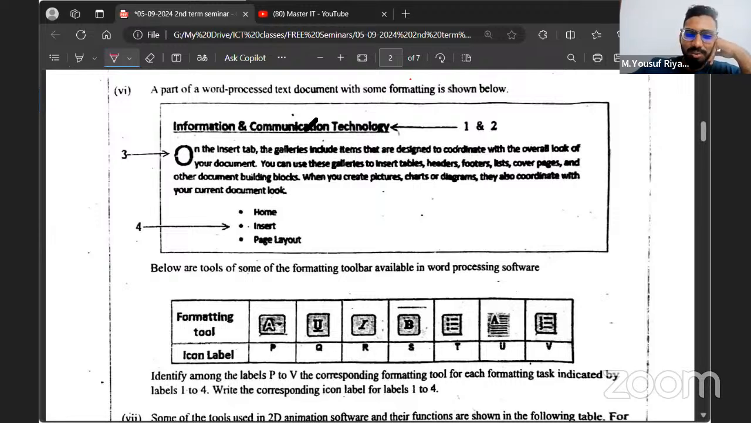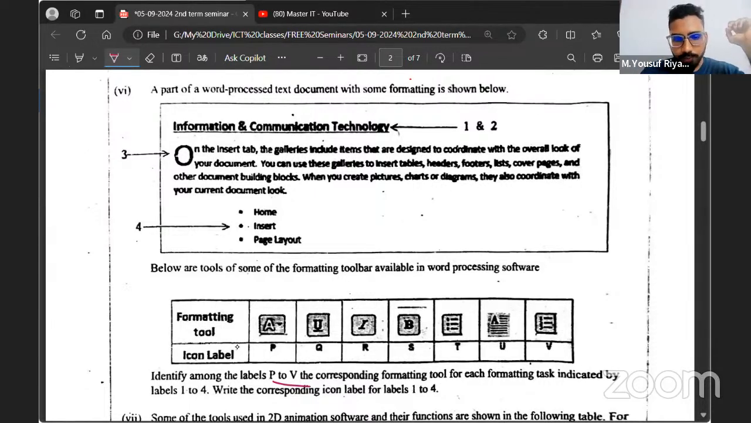Next. A part of a word processing text document with some formatting is shown below. Below are some of the formatting tools available in the word processing software. They're asking to identify from P to V the corresponding tool for each format task, and write the corresponding icon label for labels 1 to 4.